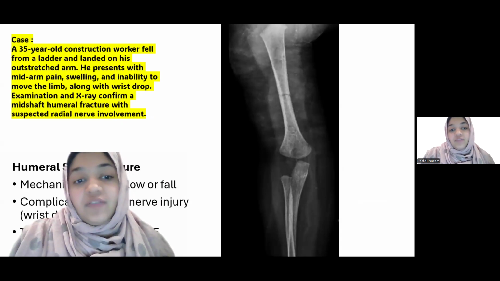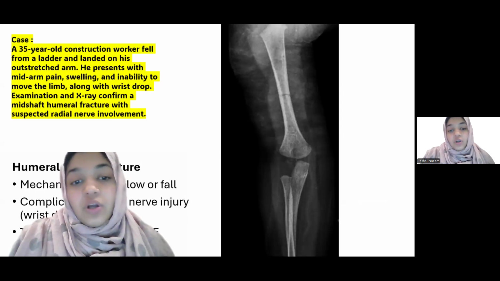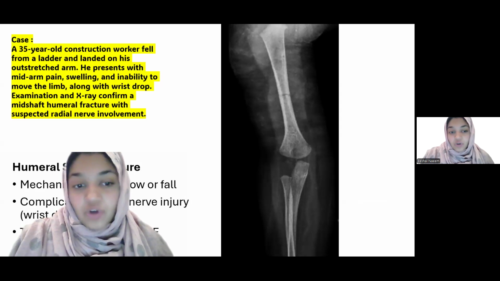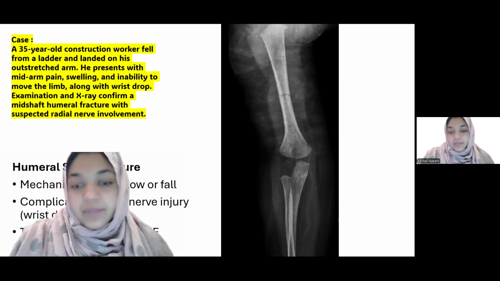Now, the humeral shaft fracture, the mechanism is that the patient gets a direct blow or fall, and the complication is always a radial nerve injury, which results in wrist drop. The treatment will be bracing or ORIF, open reduction internal fixation, right?